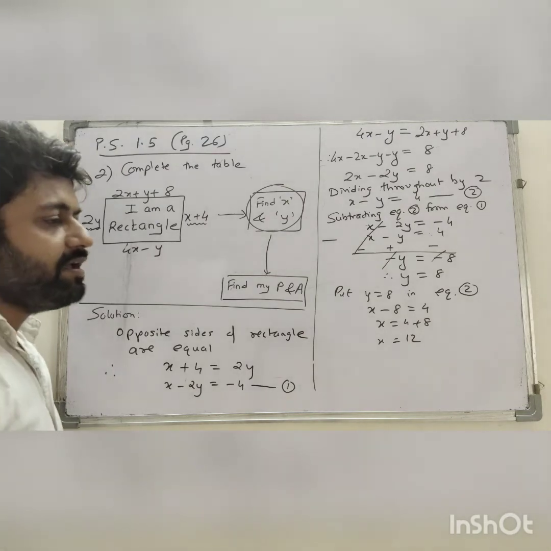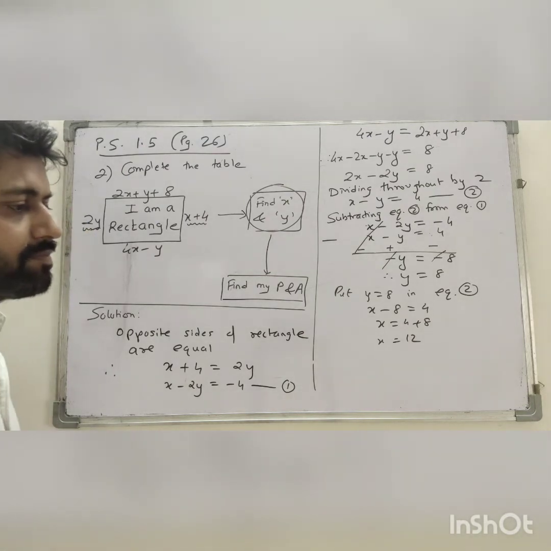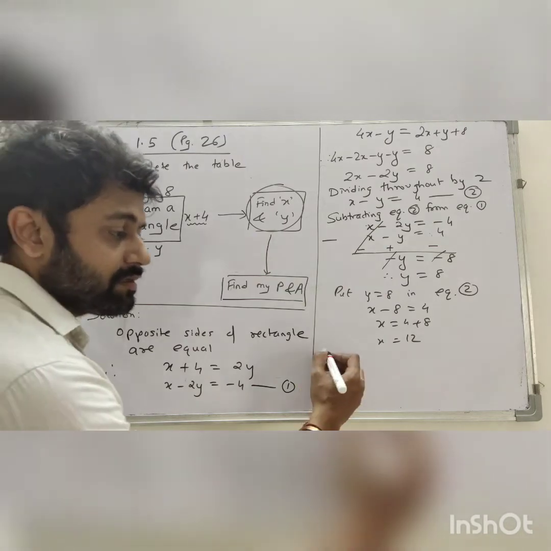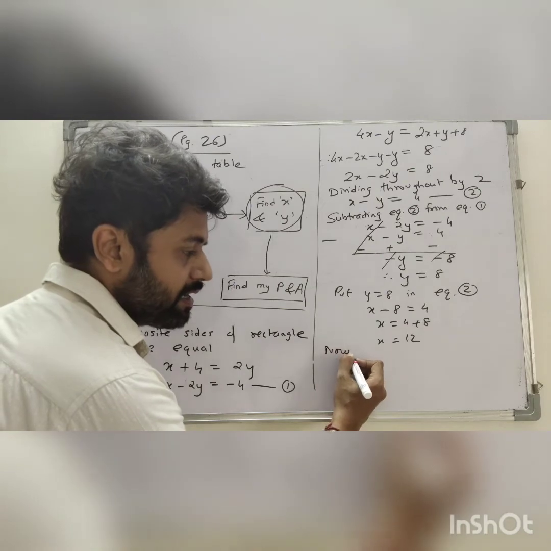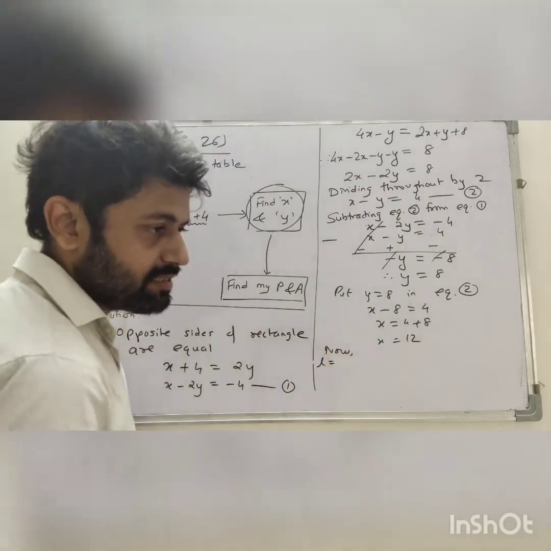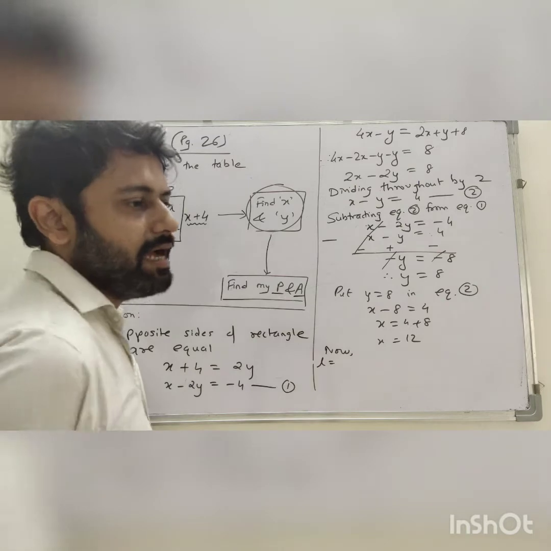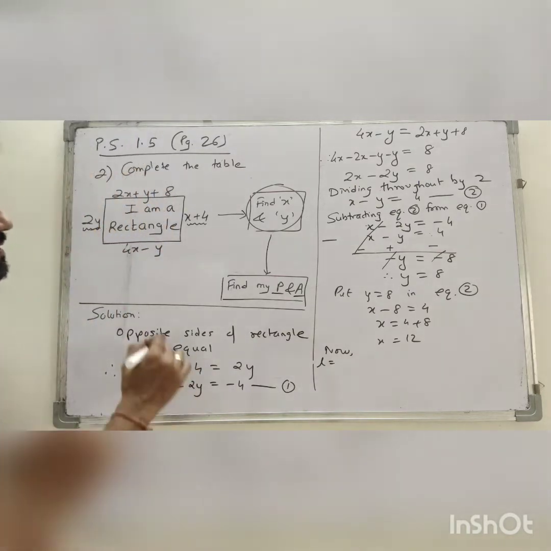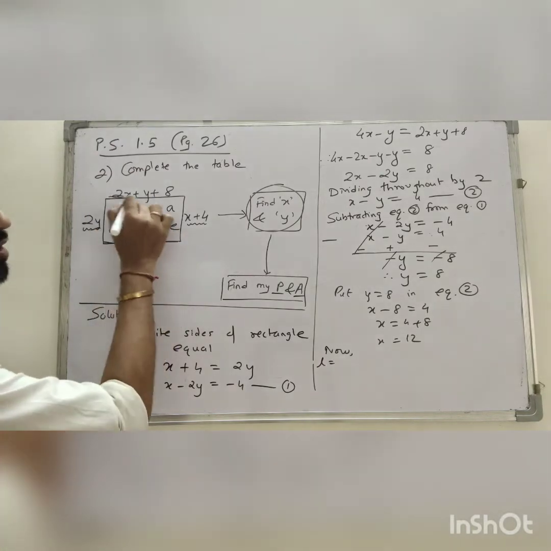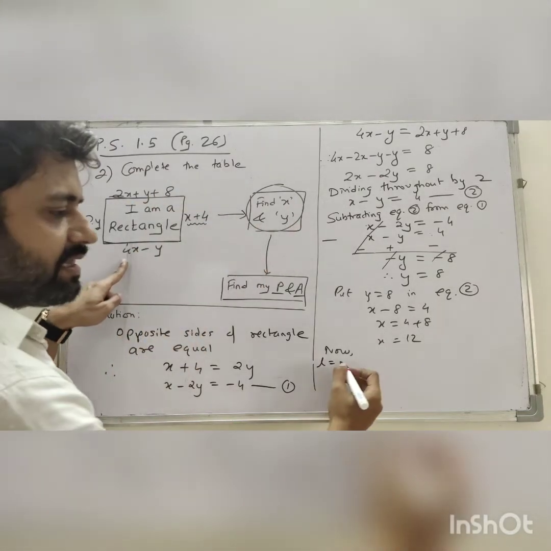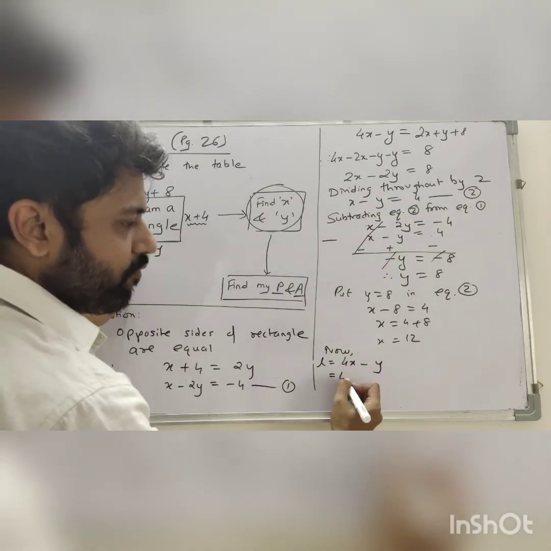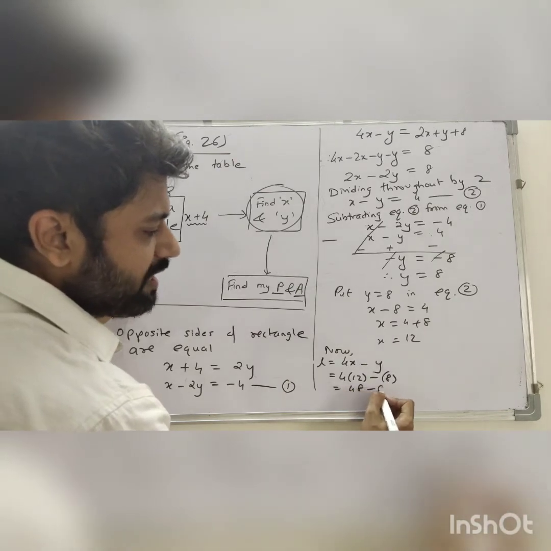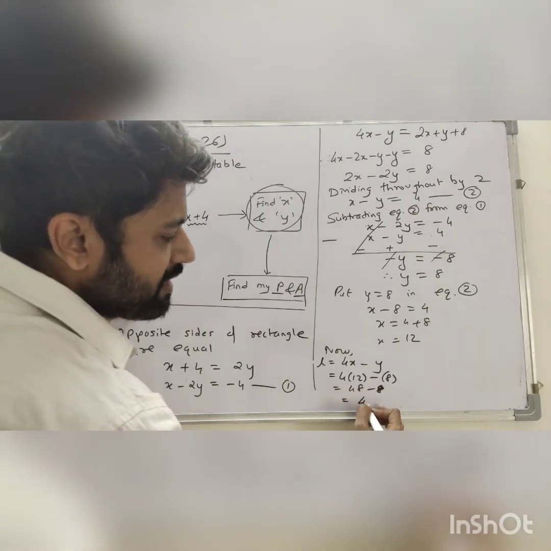With the values of x and y, one can calculate the length and the breadth of the rectangle. So now, length is not asked, they are asking us perimeter and area. But to find perimeter and area, we are finding the length and the breadth. Say suppose this is the length. I am taking this as the length. I get 4x minus y. 4 into 12 minus y. 4 12s are 48. 48 minus 8 is equal to 40.